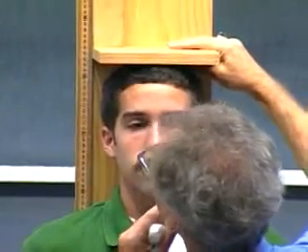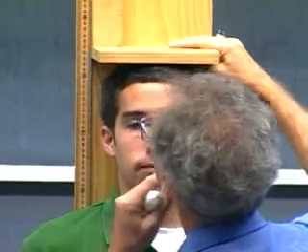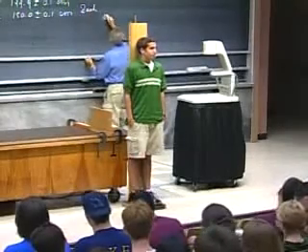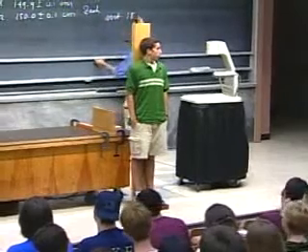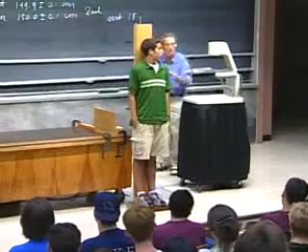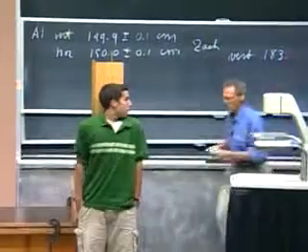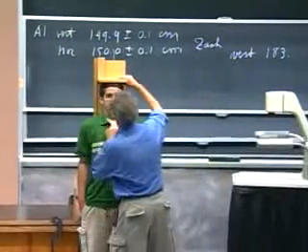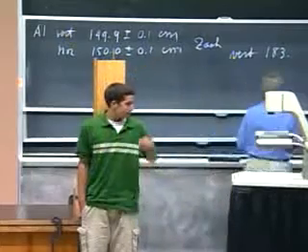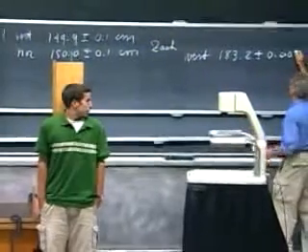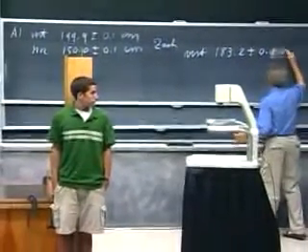Okay, 183.2. Stay there, don't move. This is vertical. What did I say, 180? 183.2, yeah. And an uncertainty of about 0.1 centimeters.